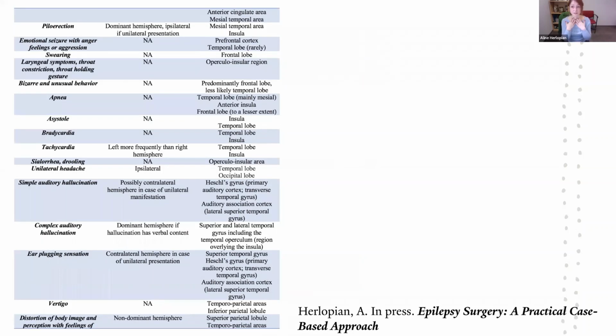Anything that's laryngeal, anything that has bilateral presentation, let's say chest, torso, along with sensory manifestation, is usually in the opercular insular region, posterior insula, and the parietal opercular region. Tachycardia, insula, and the temporal lobe. Hallucinations also have to be divided. If it's a simple auditory hallucination, it's likely the primary auditory area, which is the Heschl's gyrus. If it becomes more complex, then it's the temporal neocortex.